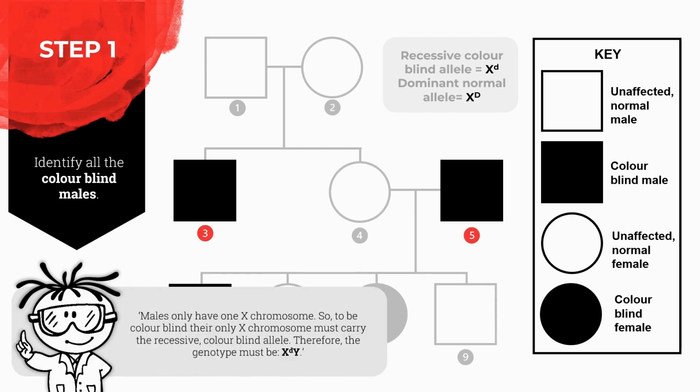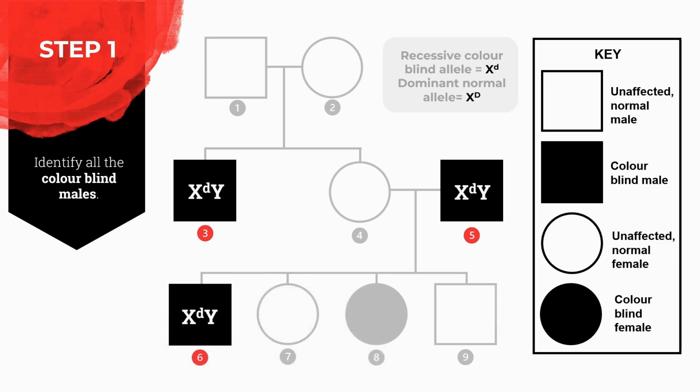We start with the colorblind males because they only have one X chromosome. So to be colorblind, their only X chromosome must carry the recessive colorblind allele. Therefore, the genotype must be XᵈY. Fill these genotypes in on your pedigree diagram.